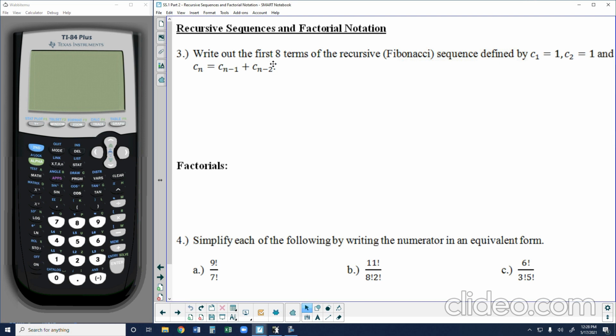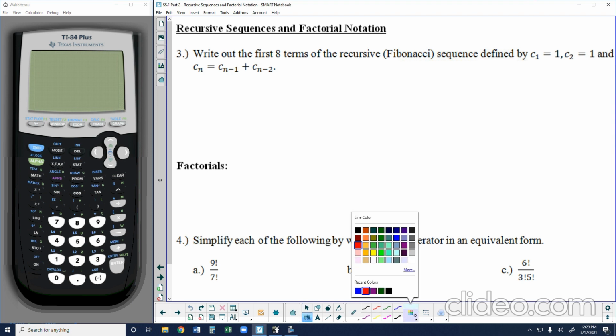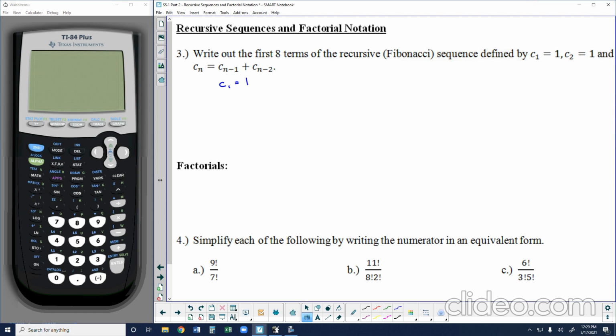So in problem 3, it says write out the first 8 terms of the recursive or Fibonacci sequence, defined by C sub 1 equals 1, C sub 2 equals 1, and C sub n equals C sub n minus 1 plus C sub n minus 2. This is a very famous sequence created by Fibonacci himself, and it has some applications that you will learn about in the future. But for right now, we're just focused on using this recursive formula to find the first 8 terms. The first term was given to us. C sub 1 is 1. The second term was also given to us. C sub 2 is also 1.